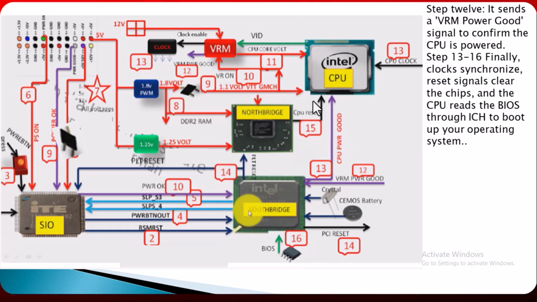Okay, this VRM generates this clock. This clock also comes back to enter this CPU clock. This clock is very important for the synchronization of all chips. Synchronization means all work at the same speed at the same time.